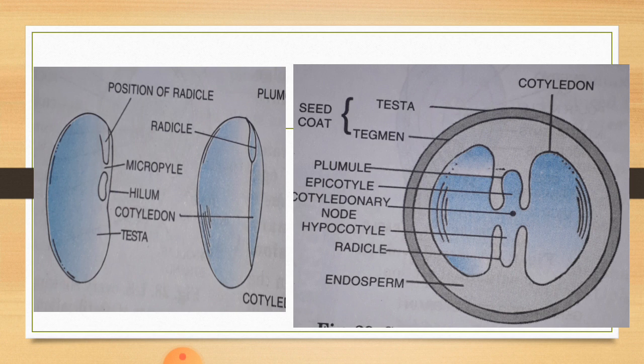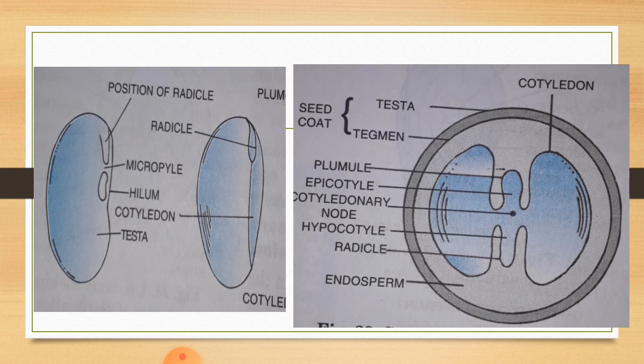This axis has two sides. The upper side is known as the plumule, and the lower one is the radicle. The plumule later develops into the shoot, while the lower one develops into the embryonic root.